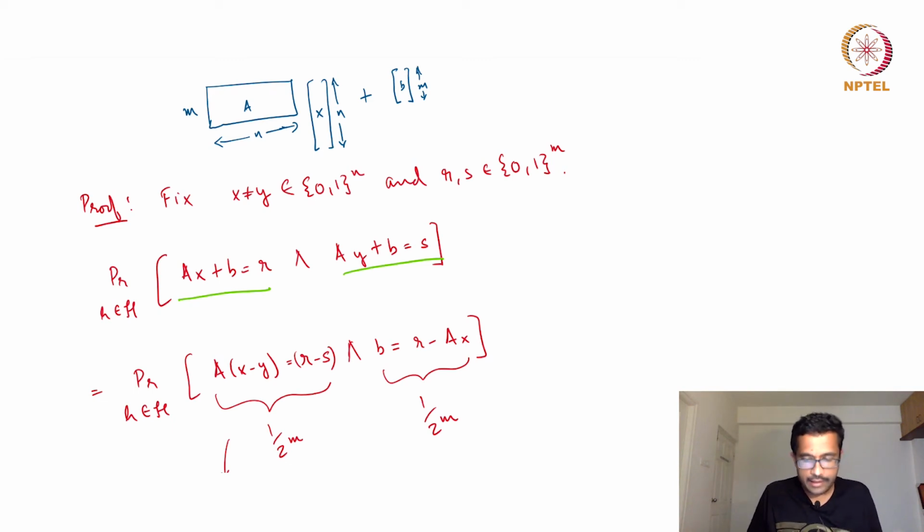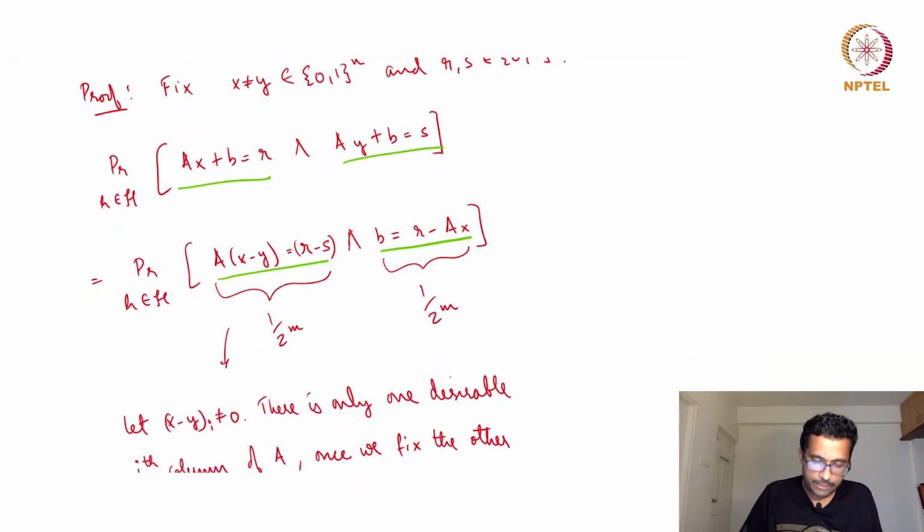Now I can rearrange this. If these two are true, then I get that A multiplied by (x minus y) is equal to r minus s. Once you solve for A, then you can get b to be r minus Ax or s minus Ay, but those two are equivalent, you can use any one of them. Now this is asking what is the probability that A multiplied by (x minus y) is equal to r minus s? So what is the probability that A multiplied by a certain vector is r minus s?